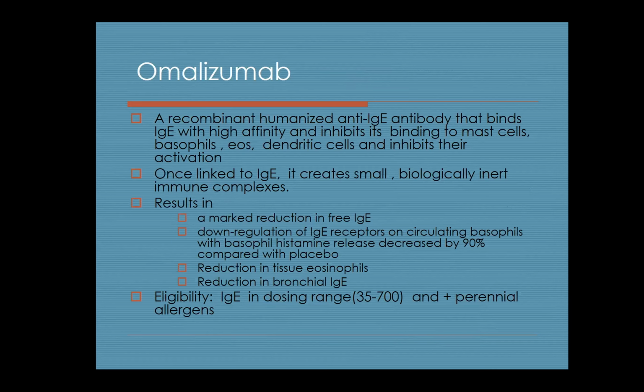So just a word about the drugs themselves. Omalizumab is a recombinant humanized anti-IgE antibody. It binds to the IgE with high affinity, and it takes it out of circulation, takes it out of activity. So you're not going to have it interacting with your eosinophils, your dendritic cells, your basophils. It results in a marked reduction in free IgE because it makes a complex. Downregulation of the IgE receptors, reduction of tissue eosinophils, reduction of bronchial IgE, and the dose range is recommended for IgE between 30 and 700, with perennial allergens.